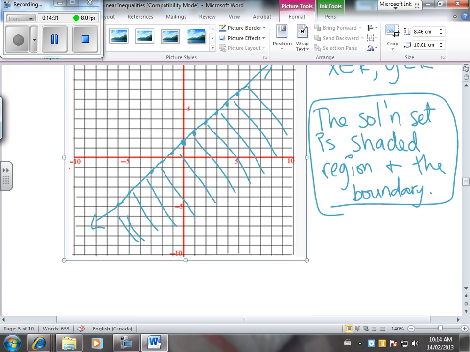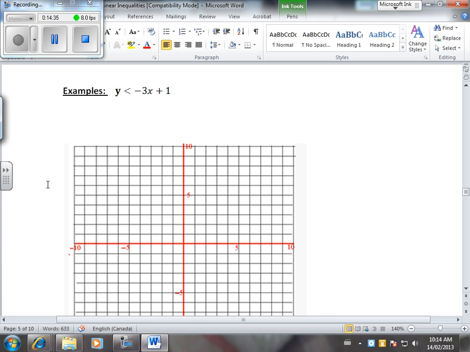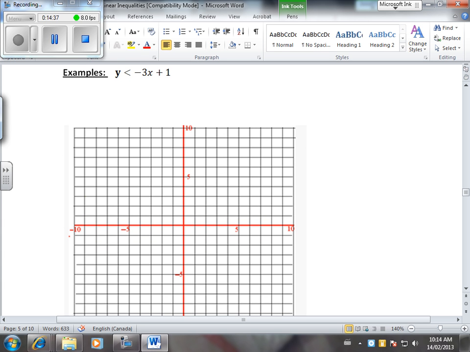Okay, and then one more example. y is less than negative 3x plus 1. Again, are we in y-intercept form? We are. And b equals 1, and m equals negative 3 over 1.